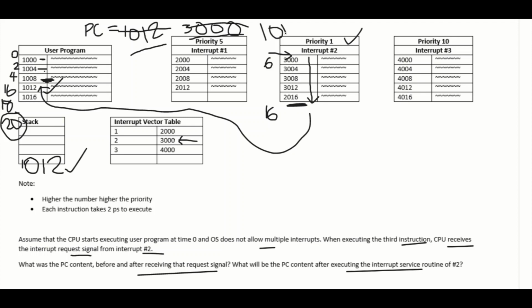How do you know that? It is saved in the stack. So from the stack it takes the value and the PC is now 1012. Then it goes back to the user program at 1012 and continues the remaining portion of the user program. After 1012 it executes the instruction at 1016. After 1016 there are no more instructions. So at time 20 all the user program execution is over.